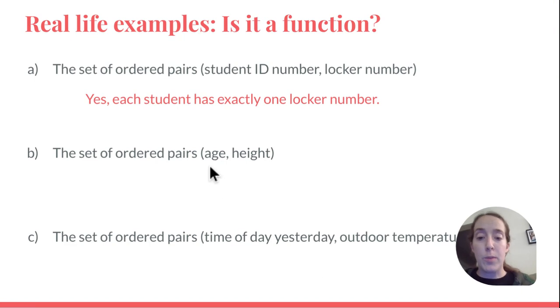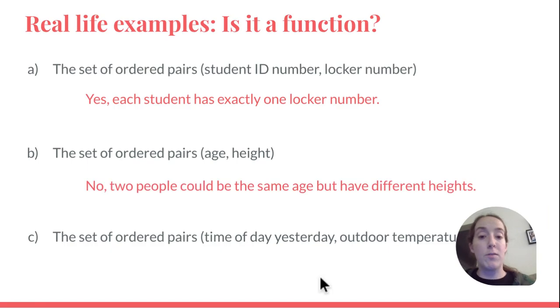The set of ordered pairs, age, comma, height, would not be a function because you could have two different people that are the same age but have different heights. The set of ordered pairs of time of day yesterday and the outdoor temperature at LMS would be a function because at any one particular time there was only one temperature.